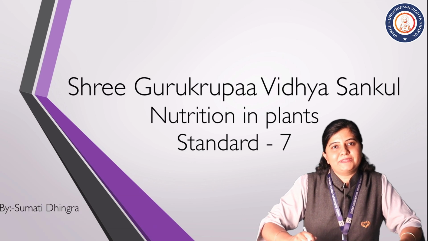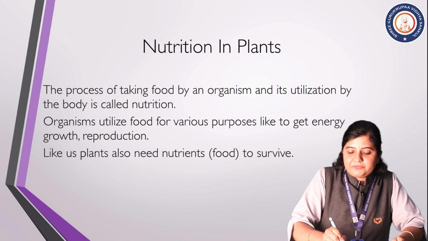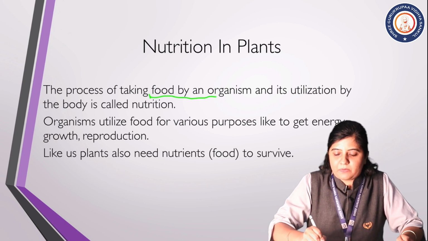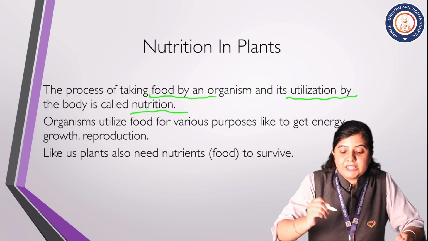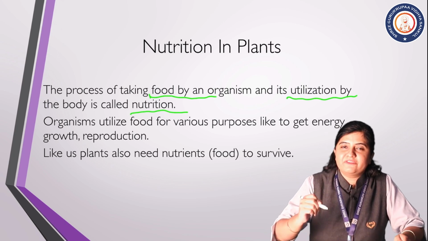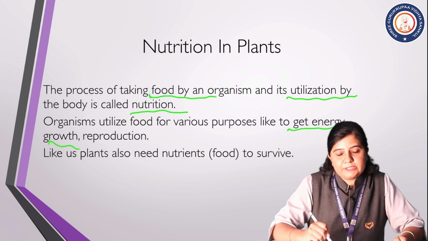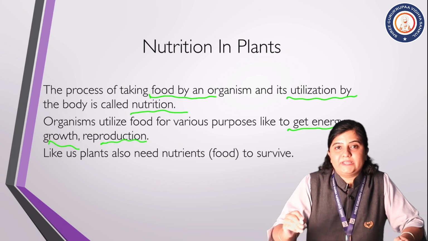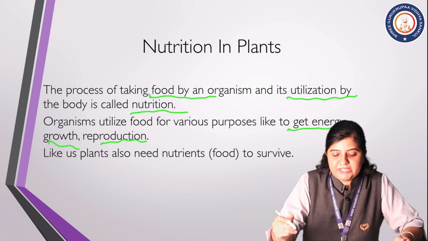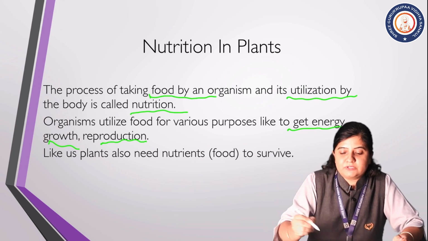Standard 7 topic is nutrition in plants. What is nutrition in plants? The process of taking food by an organism and how that food is utilized in the body is called nutrition. All organisms need food. They utilize that food for various purposes, like to get energy, for their growth and for reproduction. As food contains different nutrients like carbohydrates, proteins, fats, vitamins, the word nutrition comes from that word nutrients.